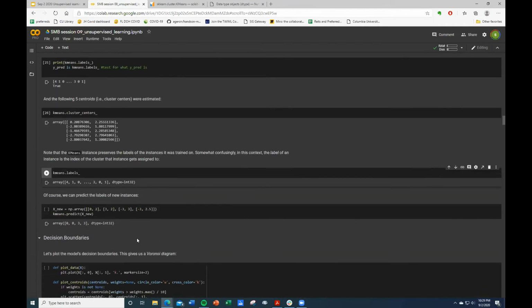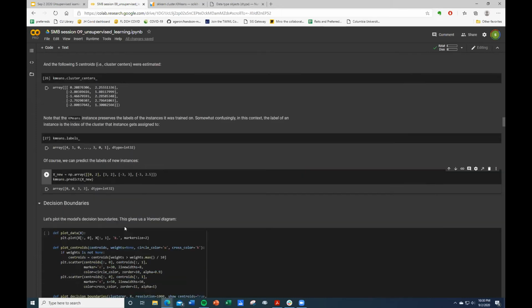So if we pass new data points to the algorithm, we can predict new instances. So we pass it a 0, 2, a 3, 2, a negative 3, 3, and a negative 3, 2.5. And then we'll use k-means predict on the array to see what we get. And so we see that these first 2 data pairs are going to correspond to cluster 0, and the last 2 are going to correspond to cluster 3. All right.